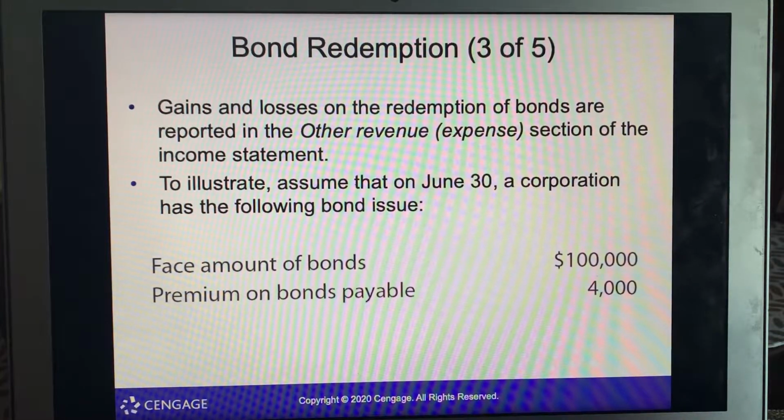To illustrate this, we'll take a look at this on June 30. 100,000 face amount of a bond, and the premium on the bonds payable is 4,000.